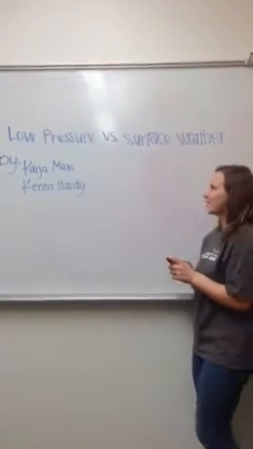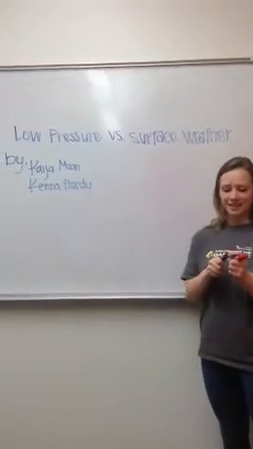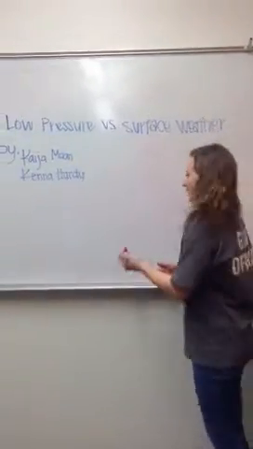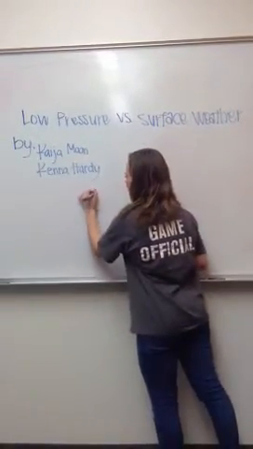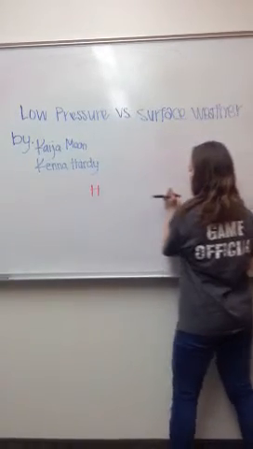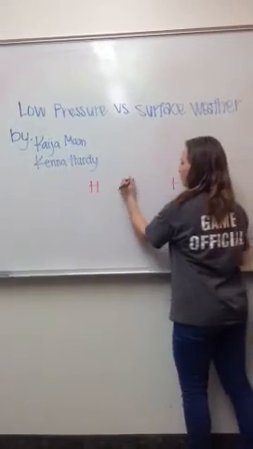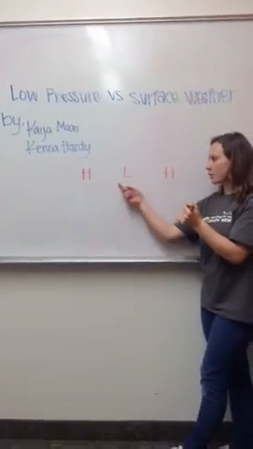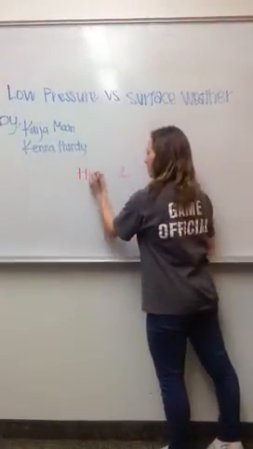We are going to be doing ours on low pressure and surface weather. And so I'm going to start by drawing a diagram. So if you have a high pressure here and on both sides, and then a low pressure in the middle, the air will want to come into the low pressure zone to fill up the low pressure zone.